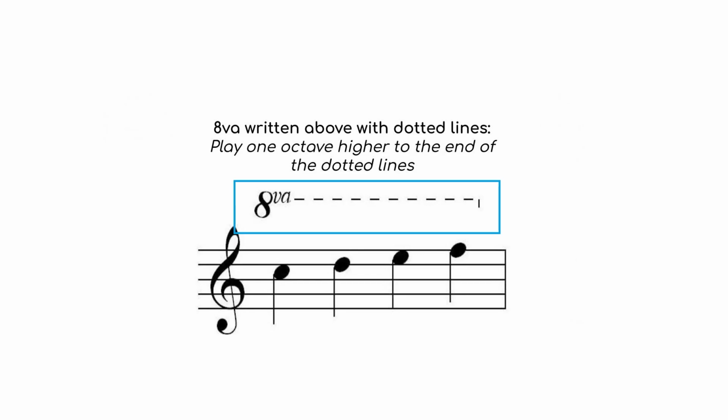The octave sign is a directive to play notes an octave higher or lower than written. It helps musicians navigate large leaps in pitch without cluttering the staff with ledger lines.